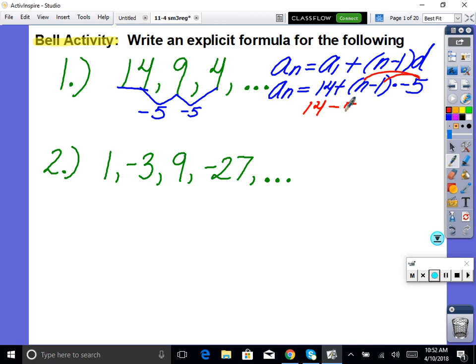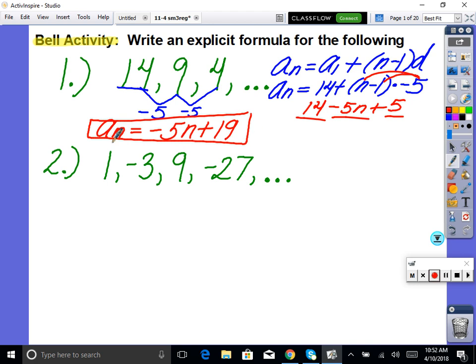And then we'll have minus 5n, and then wouldn't that be plus 5? So our general formula is a sub n is equal to negative 5n, and then 14 plus 5 is plus 19. Now if I said to you, find the 100th term, wouldn't you just plug in 100? Yeah, so that formula allows you to find that term, that term, that term, and any term.